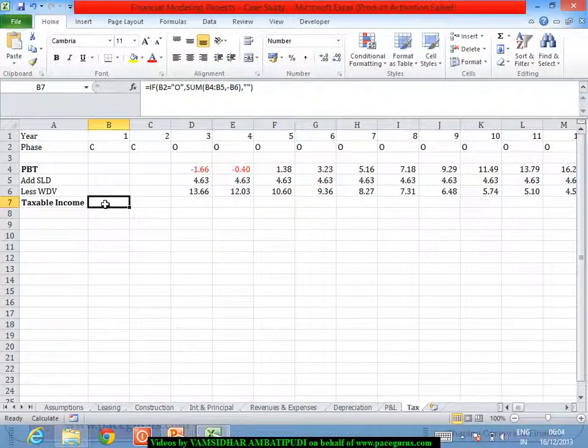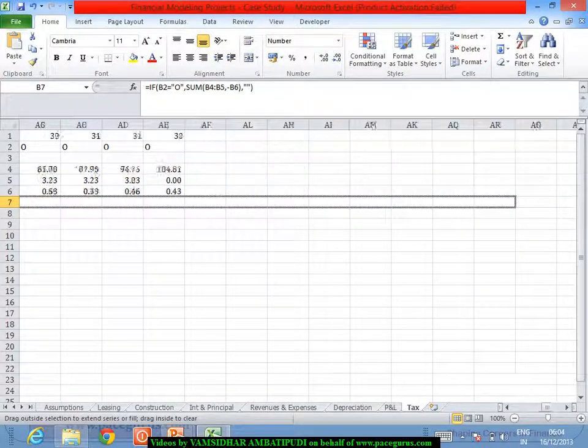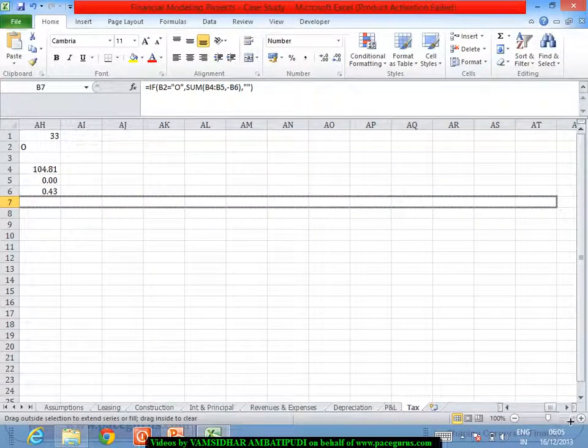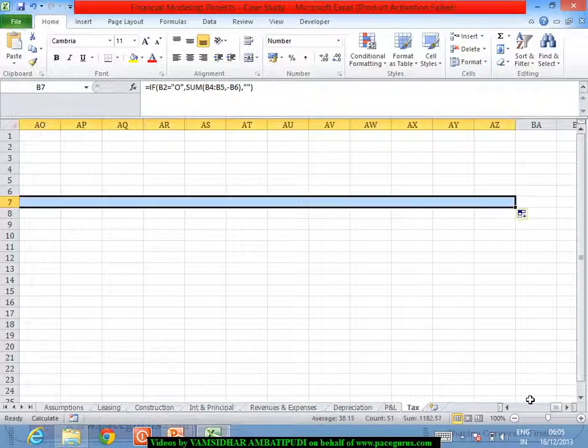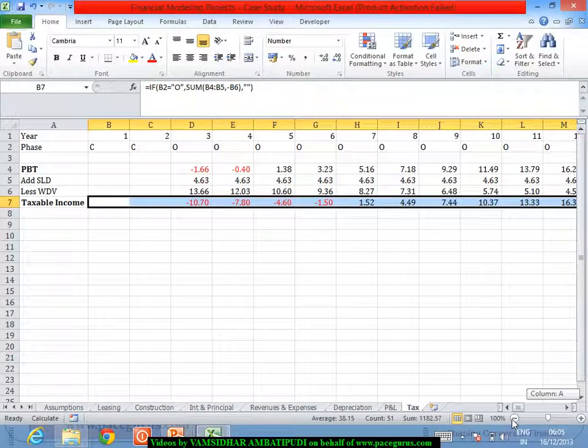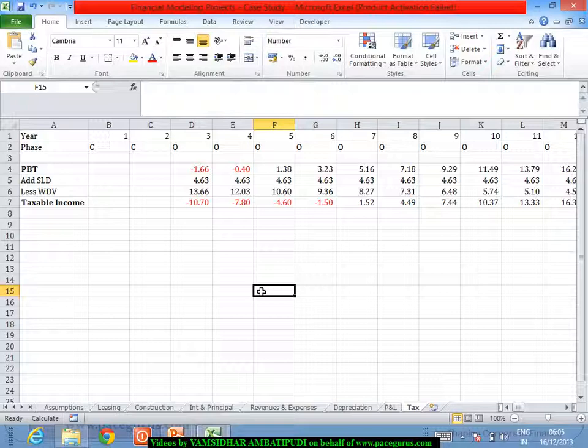So I'm computing here, this is blank, and going ahead it is working out that the taxable income in some years is negative. So the actual tax is applicable on these particular values. Whatever tax rate we are talking of, it is applicable on these values. The corporate tax rate is applicable on these values.